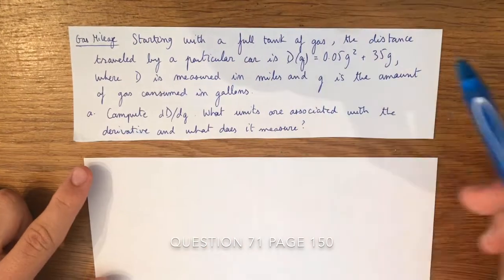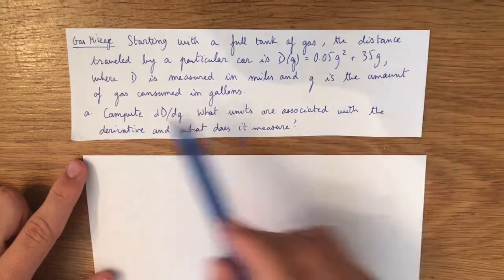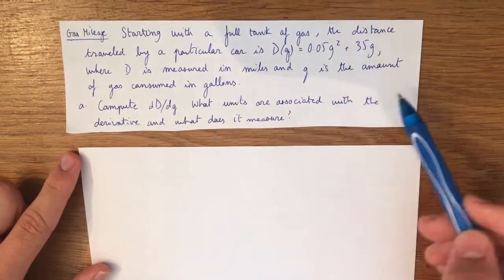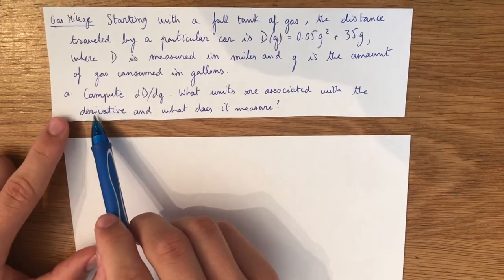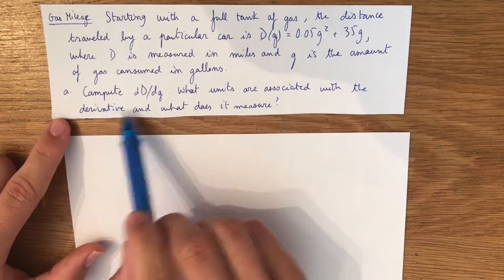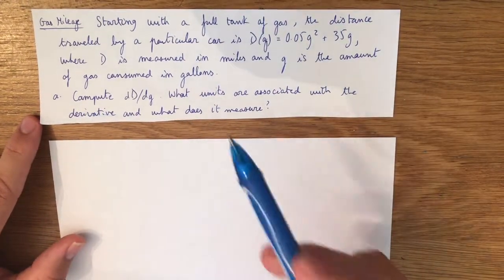So starting with a full tank of gas, the distance traveled by a particular car is this equation, where D is measured in miles and G is the amount of gas consumed in gallons. The first question asks us to compute the rate of change dD over dG, and what units are associated with the derivative, and what does it measure.